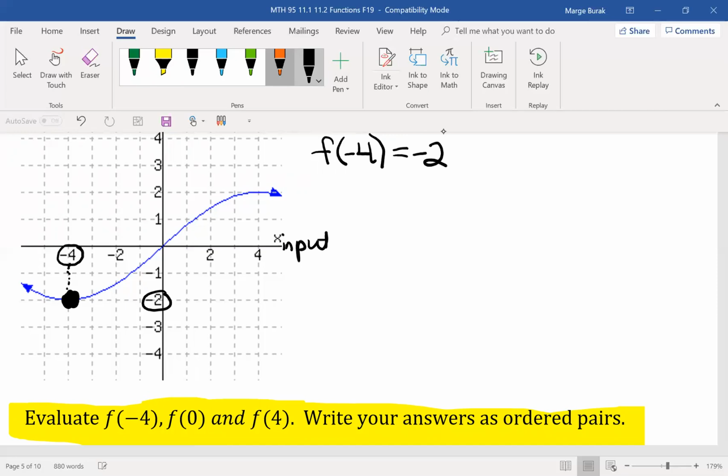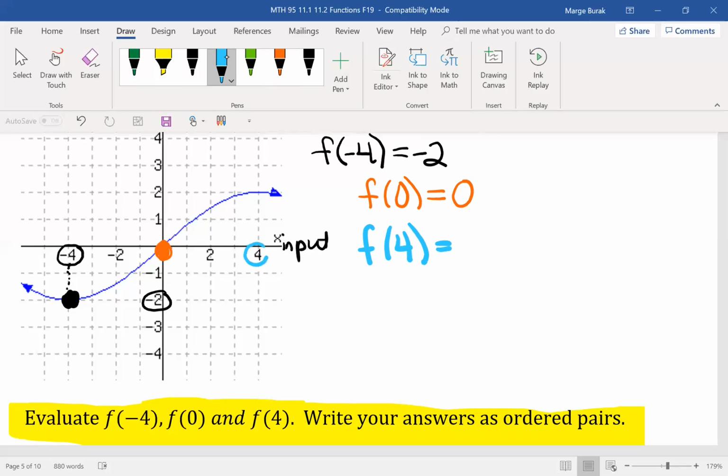All right, let's try f of 0. That means my input is 0. That's right here. And I stay there. So my point is 0, 0 because my input is 0 and my output is 0. And let's try the third one, f of 4.